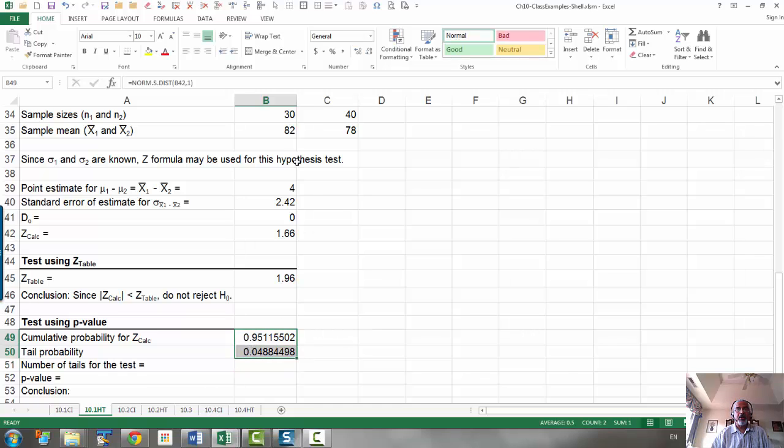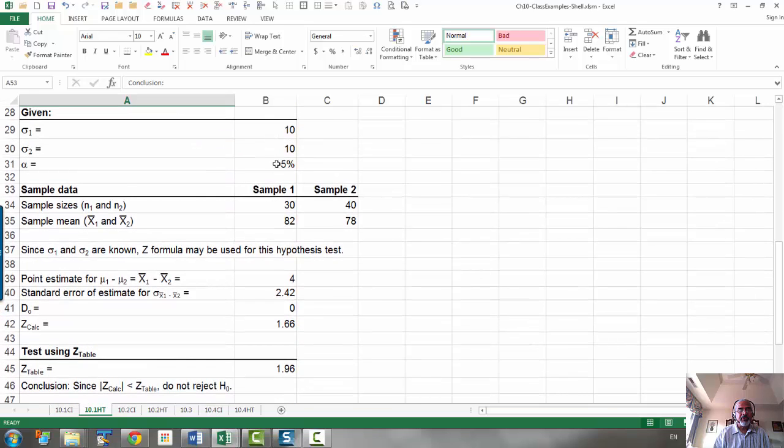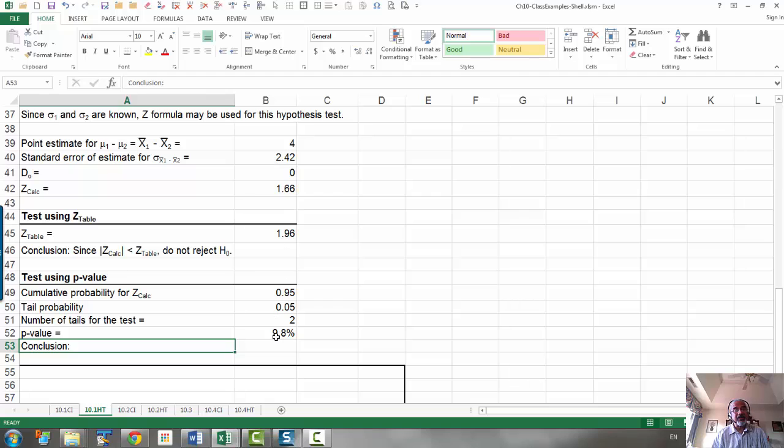So depending upon the value of z, you need to be careful how you find the tail area. Since this is a two-tailed test, we take the tail area and multiply by the number of tails, and that will give us the p-value. Let's make that into a percentage. Now, since the p-value is larger than alpha, we cannot reject, because if we reject, the probability of type 1 error is too large, 9.8%. So we cannot reject the null hypothesis.